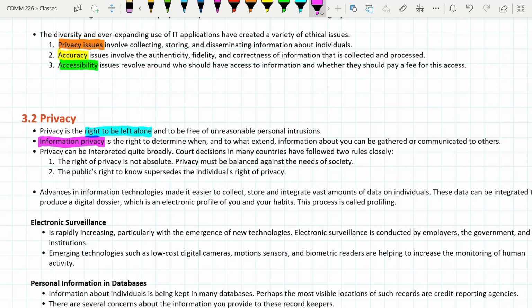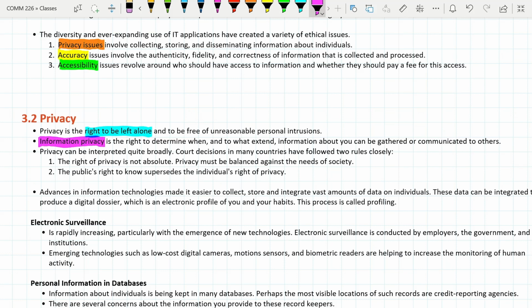Privacy can be interpreted quite broadly. Court decisions in many countries have followed 2 rules closely. Number 1, the right of privacy is not absolute. Privacy must be balanced against the needs of society. Number 2, the public's right to know supersedes the individual's right of privacy.